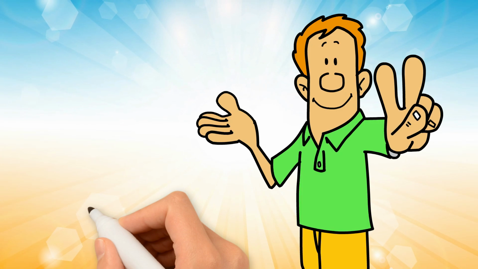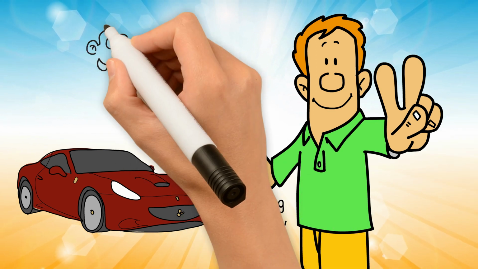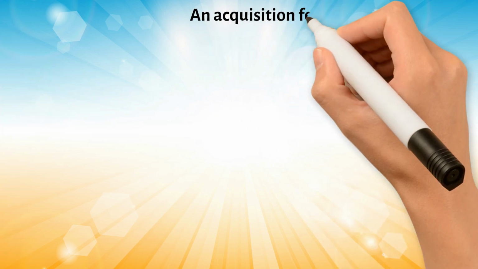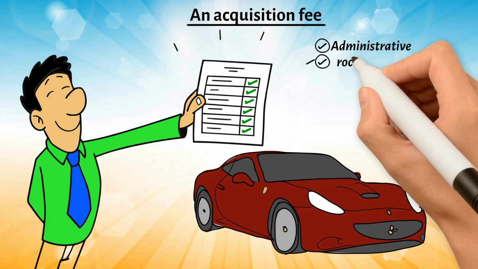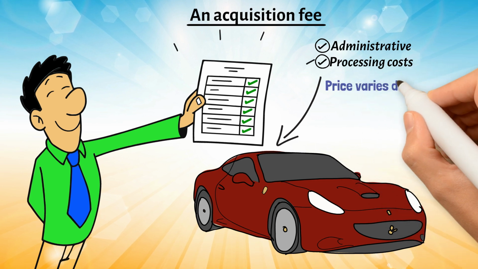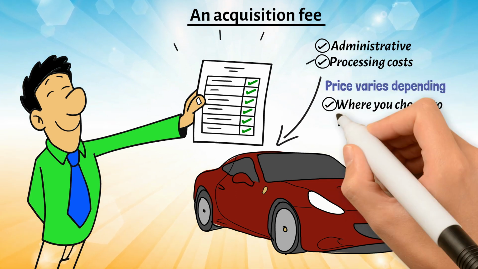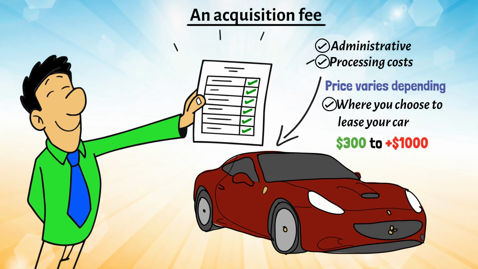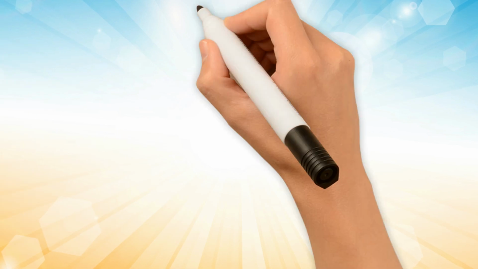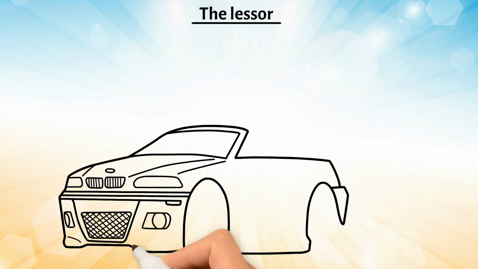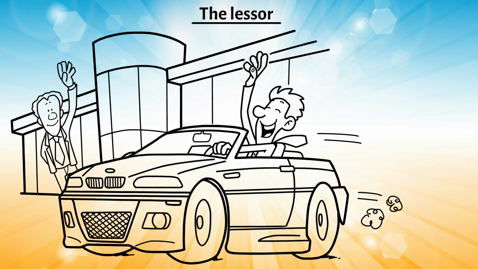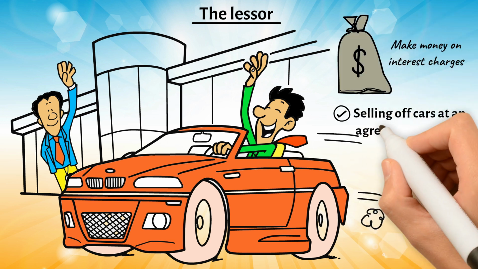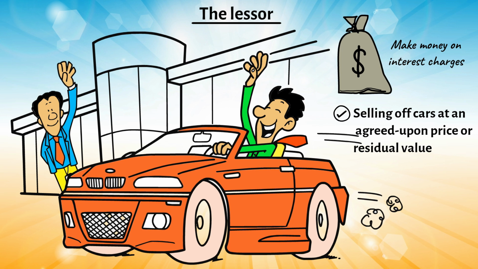Let's get into some car leasing terminology so you understand what's going on. An acquisition fee is a one-time charge covering administrative and processing costs related to leasing. The price varies depending upon where you choose to lease your car and can range anywhere from $300 to over $1,000. The lessor is a financial institution that owns the vehicle you choose to drive during your leasing term. They make money on interest charges and selling off cars at an agreed-upon price or residual value.